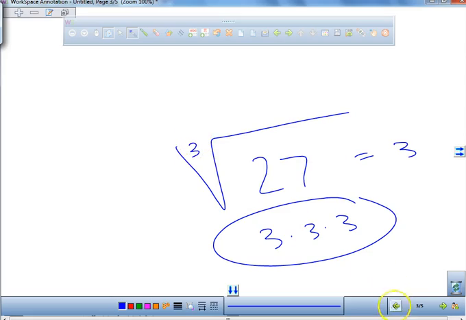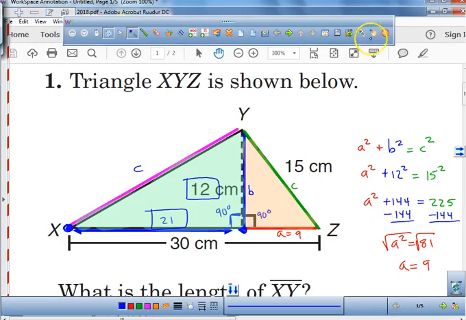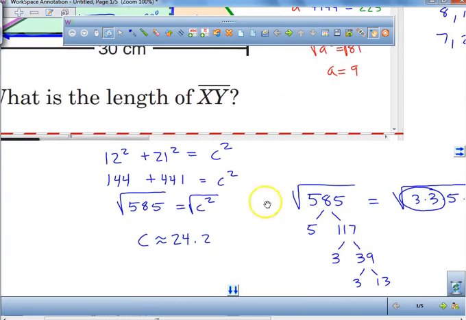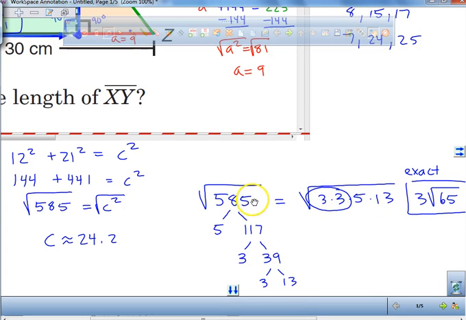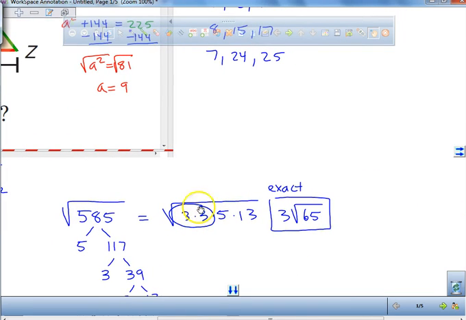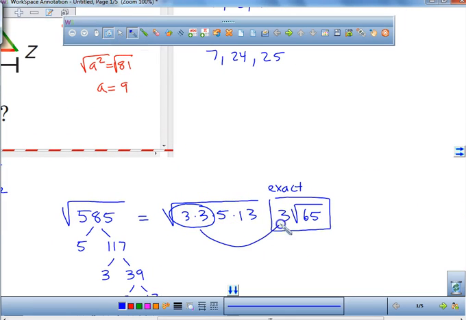Okay? So, on our problem, what I was trying to teach you to do was understand you can break down some radicals, and we broke down all the factors right here. So 3 times 3 times 5 times 13 equals 585. But you only had a pair of 3s that you could pull out. So what did I do? I found the pair of 3s, pulled it out. What stays inside? 5 times 13, which is 65.